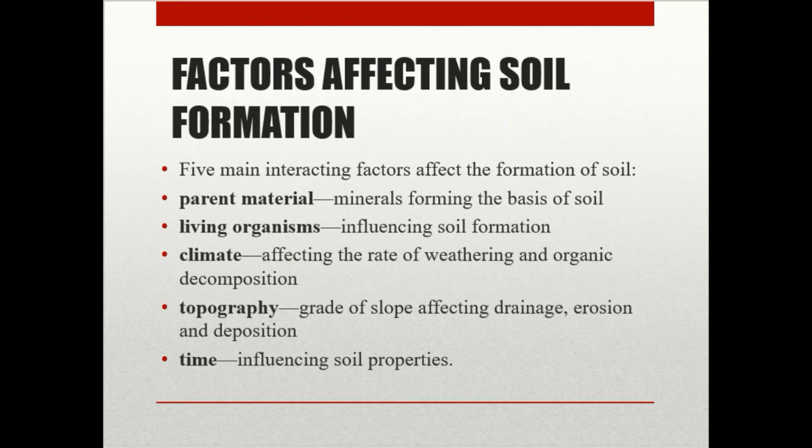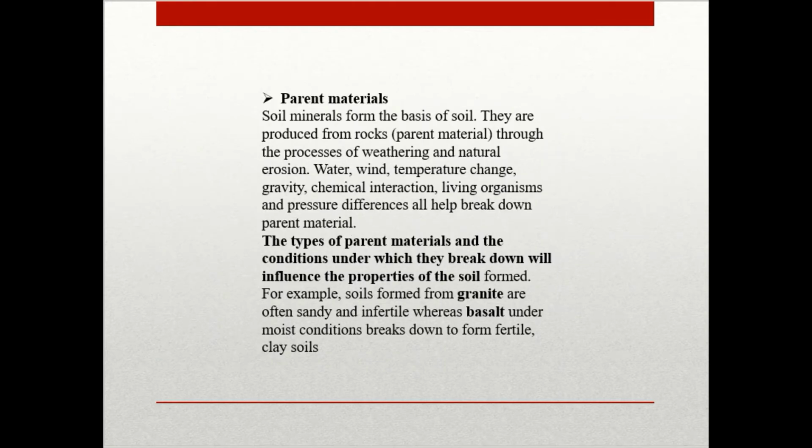Time influences soil property. Parent material. Soil is basically formed from rock, so that's why the processes of weathering and natural erosion are really important on parent rocks. Water, wind, temperature change, gravity, chemical interaction, and living organisms all help break down parent material. The type of parent material and conditions under which they break down will influence the properties of soil. For example, soil formed from granite is more sandy and from basalt is more fertile.